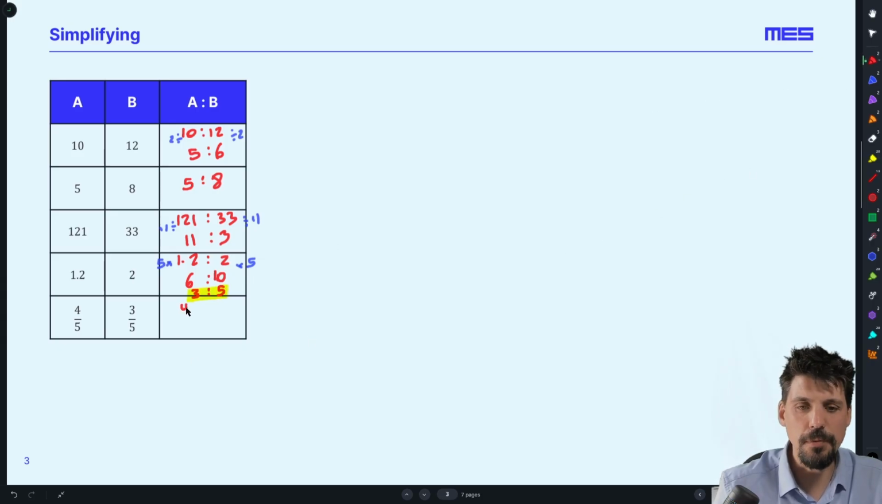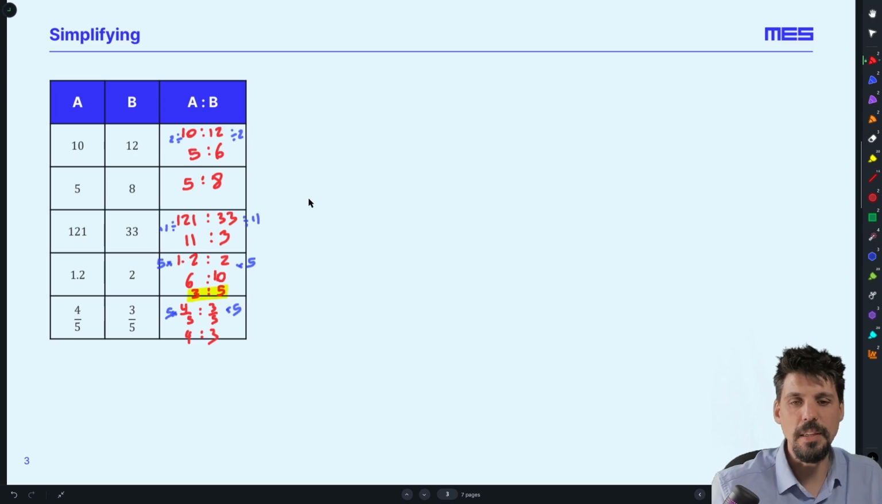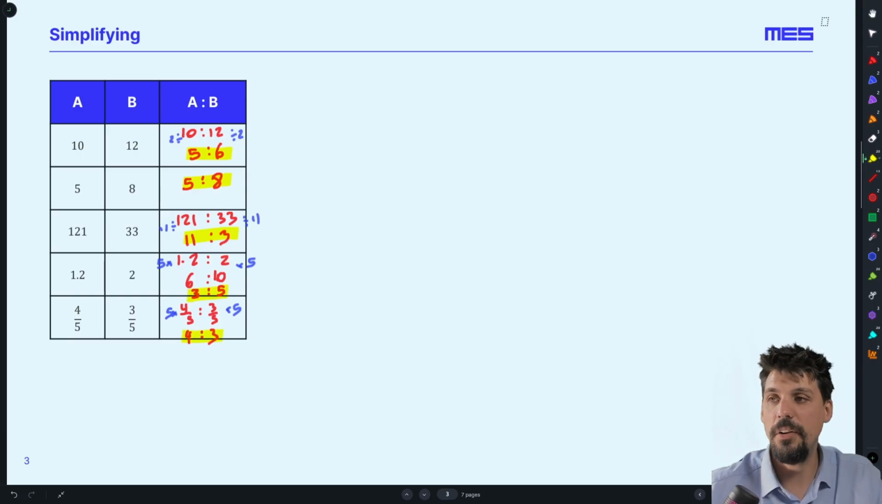We're also not big fans of fractions, 4/5 to 3/5. All right, so we can scale both sides up. We can multiply both sides by 5 and get 4 to 3. So these would be the simplified ratios: 5 to 6, 5 to 8, 11 to 3, 3 to 5, 4 to 3. None of these are unitary because there's no 1 involved. All right.